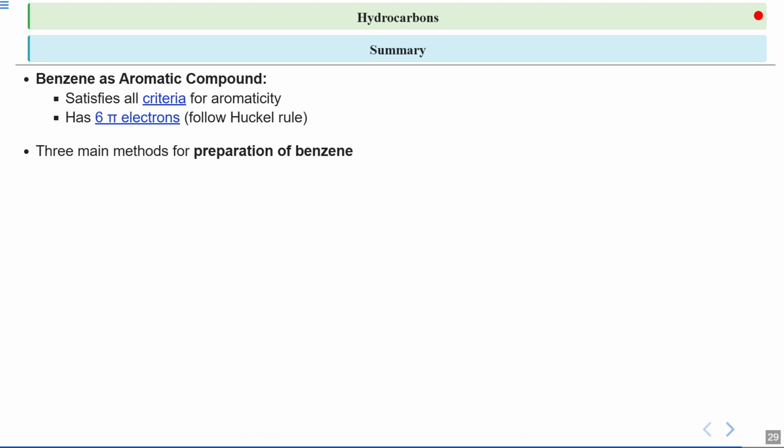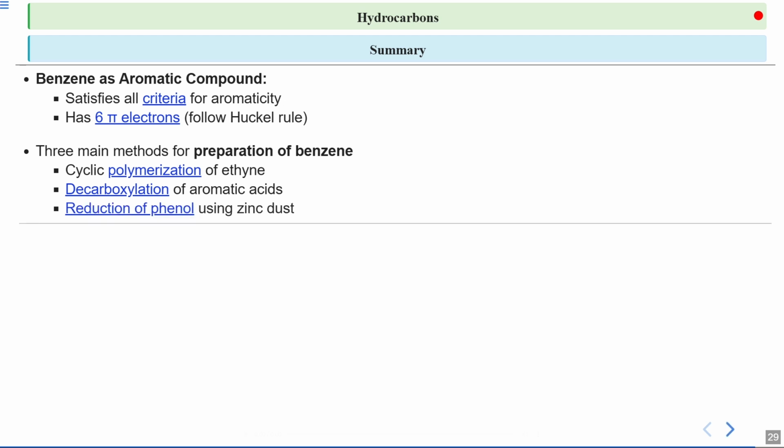Then we talked about the preparatory methods for benzene, which include decarboxylation, cyclic polymerization, and reduction. If I talk about cyclic polymerization, we started with ethyne. Ethyne under high temperature and pressure can undergo cyclic polymerization to form benzene. Next is decarboxylation. If you do the decarboxylation of the sodium salt of benzoic acid, it can be converted into benzene by removal of carbon dioxide from the compound.